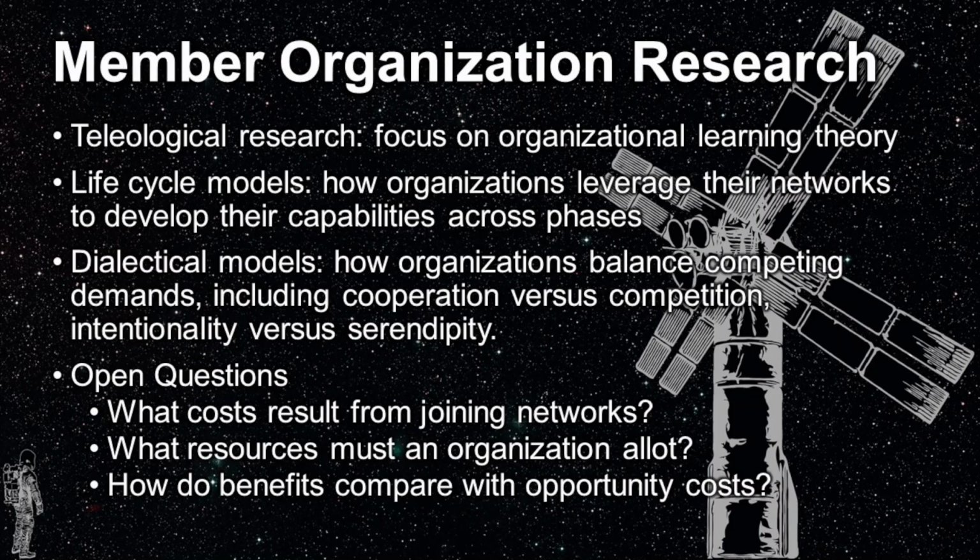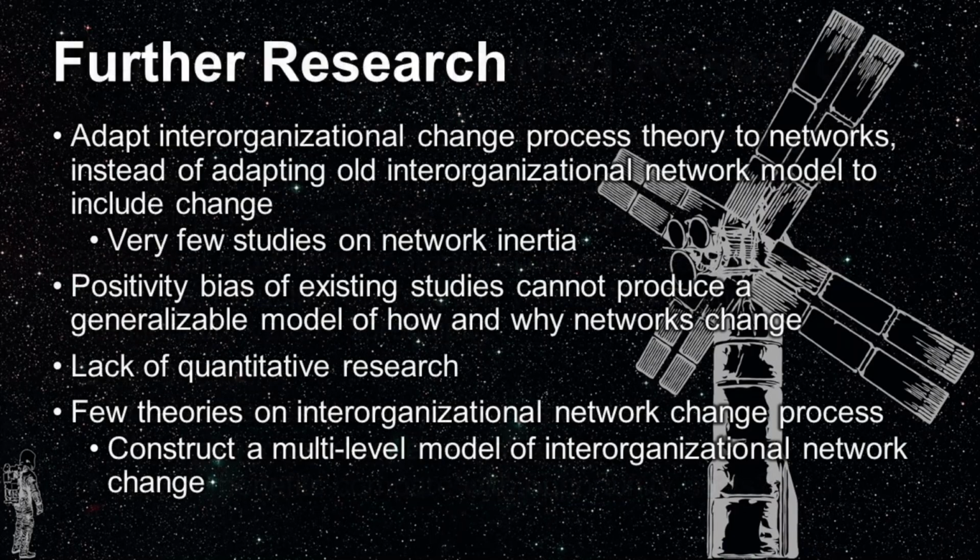Open questions that remain in serendipitous network research include the cost of network membership, what resources must be allocated or dedicated to network activities just to maintain membership, or how network membership benefits compare with the opportunity costs. Ultimately, the bottom line is that there is currently no process theory of how organizations change due to network membership. Finally, in terms of further research in the field of interorganizational network change, the chapter identifies 4 possible areas.